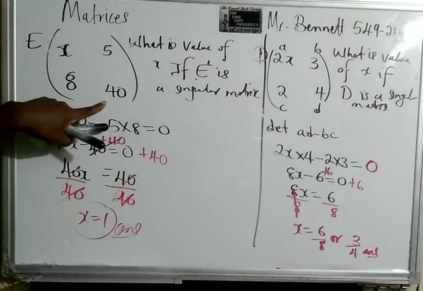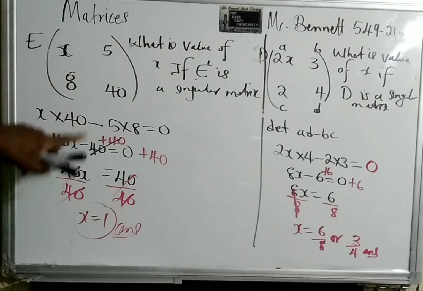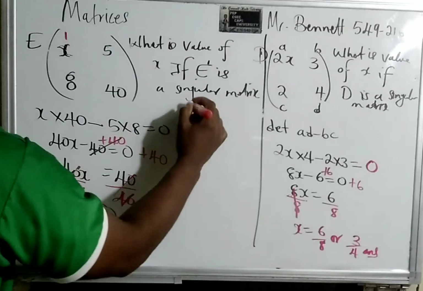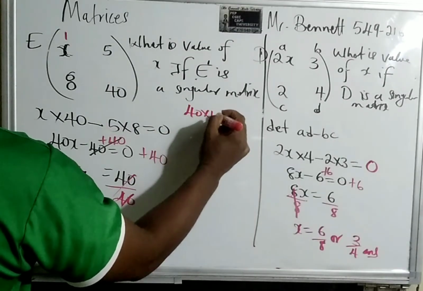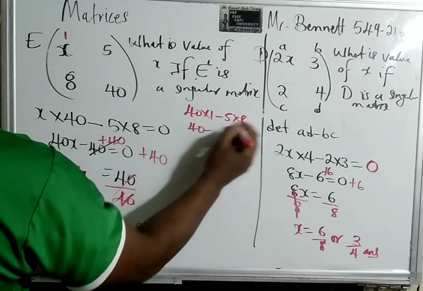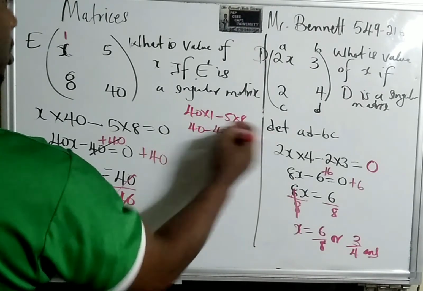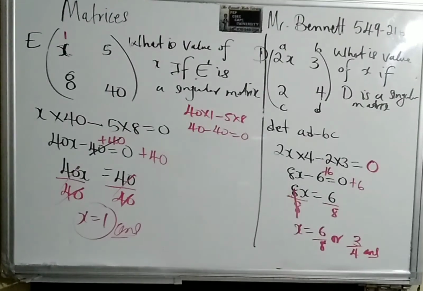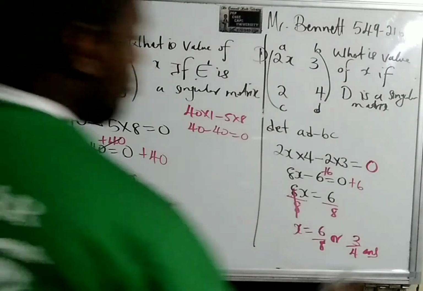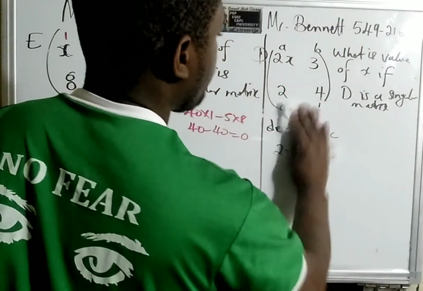And it makes sense. 1 times 40 is 40, minus 5 times 8, which is 40, and you get 0. So therefore it's a singular matrix. Alright guys, let us look at one more, because there are some people that don't get it at the same time. I have to cater to them also, not just go fast.